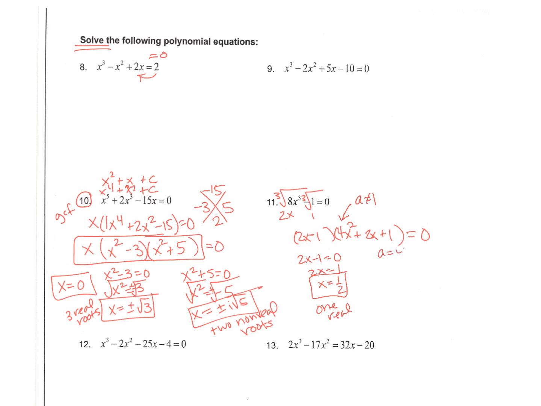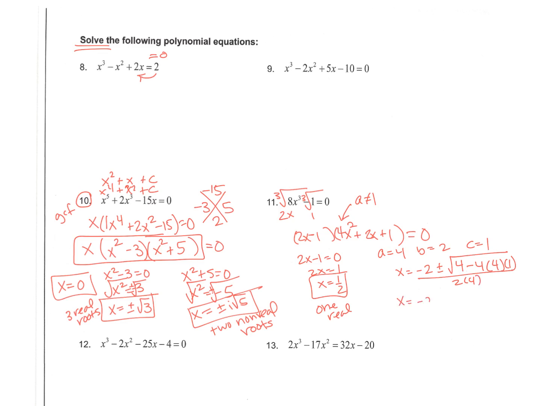With my A is 4, my B is 2, my C is 1. So I'm going to get x equals negative 2 plus or minus 2 squared, which is 4. I don't know why I wrote plus or minus. Let me go grab that. Erase that. Minus 4 times my A, which is 4, times my C, which is 1. All over 2 times A, which is 4 in this case.